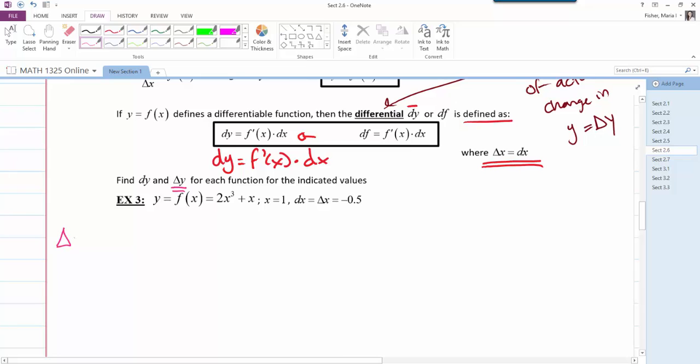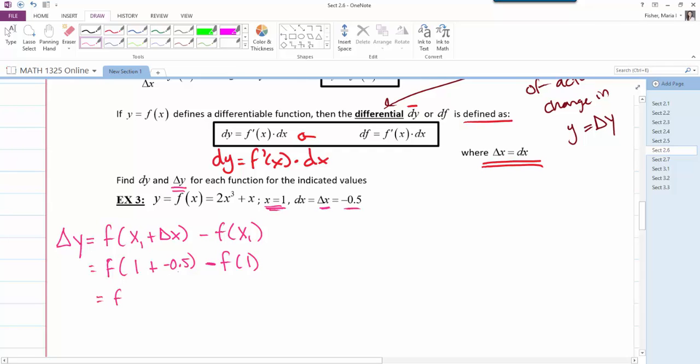Recall from above, delta y was equal to f of x sub 1 plus delta x minus f of x sub 1. Well, x sub 1 in this case is 1. So I need to figure out, okay, what is f of 1 plus, well, what's delta x? Well, delta x is given as negative 0.5. So I need to figure out 1 minus 0.5 is 0.5, so what is f of 0.5 and what is f of 1? Put it all together and I find the actual change in y.